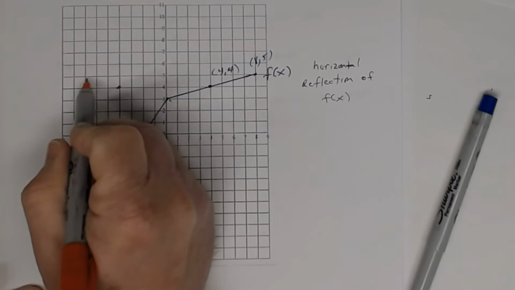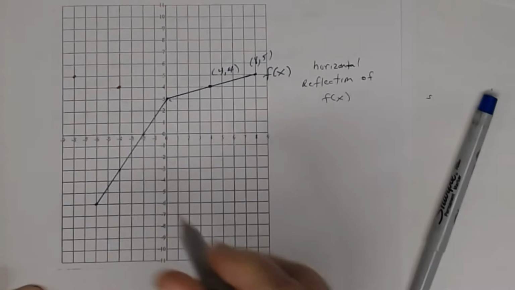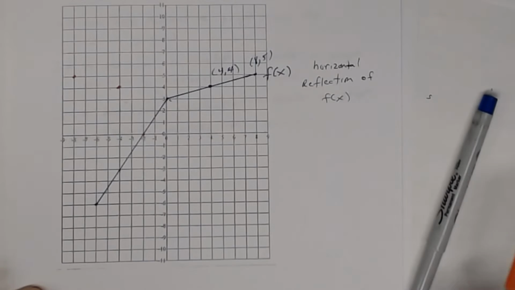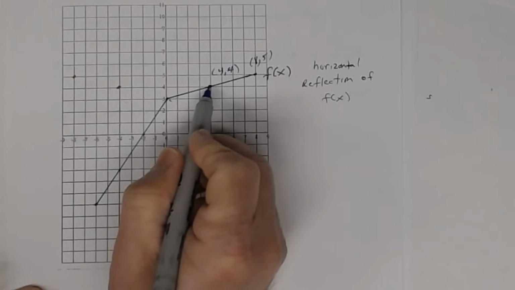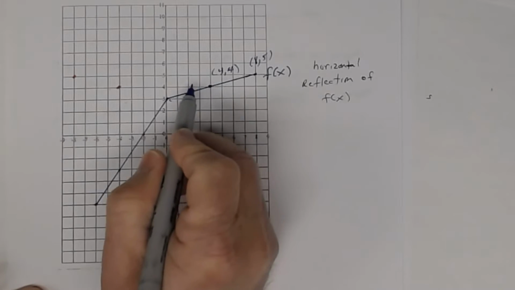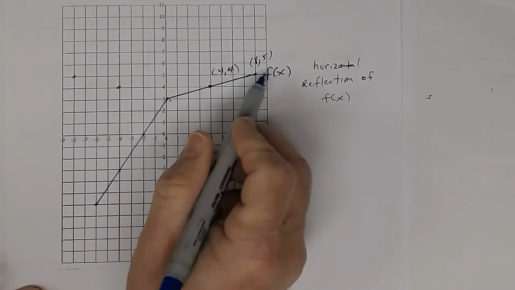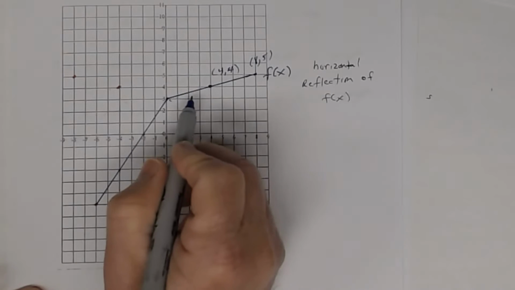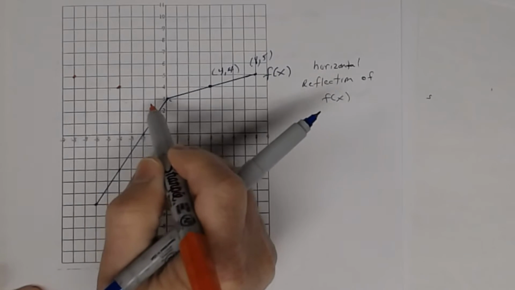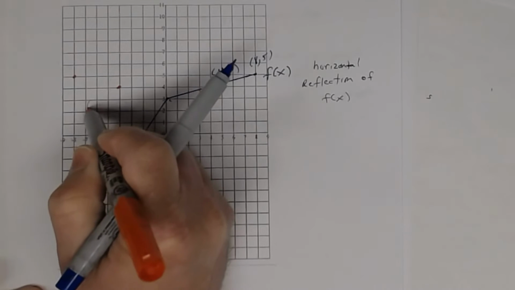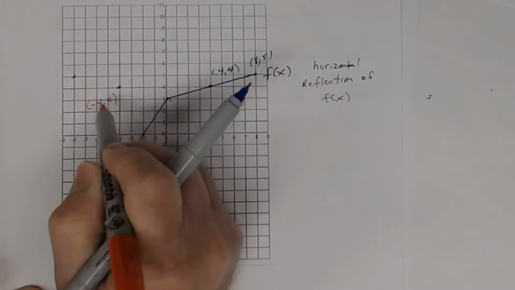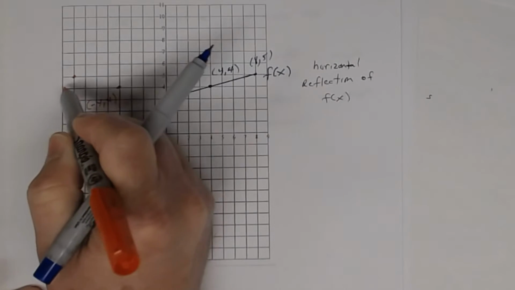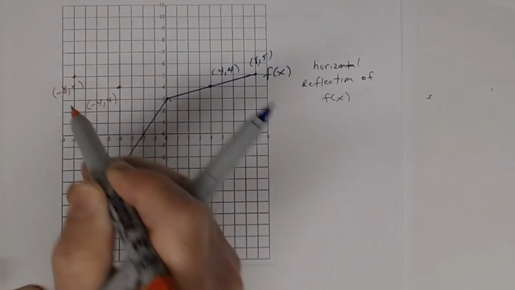What I want you to notice are these coordinates. When I reflect this blue point (4, 4) across the y-axis, with a horizontal reflection, (4, 4) becomes (-4, 4), right? And then (8, 5) becomes the point (-8, 5). See that?